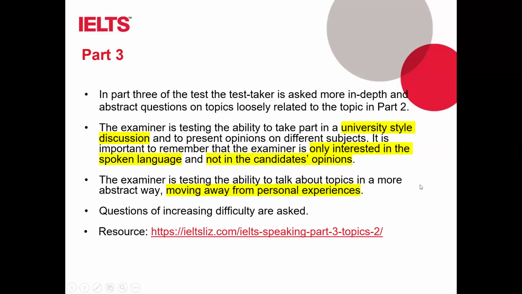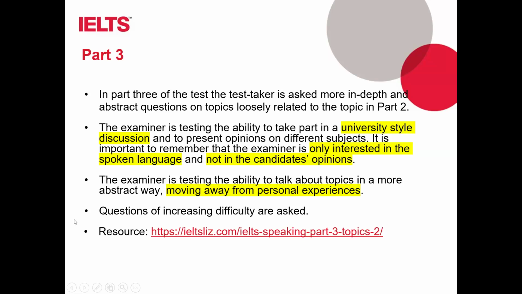It's also like a university-style discussion. The examiner is assessing your ability to take part in university discussions during lectures, when the lecturer or your teacher asks questions or delivers lectures. He is assessing whether you are able to ask and answer questions about the lecture or other things. So it's not about what your opinions are. It's just about how you communicate your opinions. It's a matter of language only.